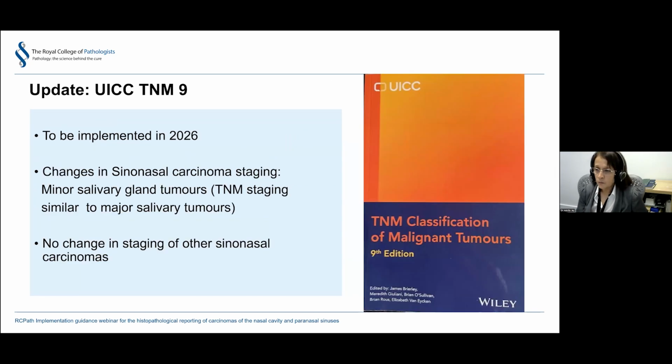So what do we need to look forward to? So we do know that the TNM9 has been published. So we hope to implement that in 2026. The changes in the sinonasal carcinoma staging are minimal. There's no change in the staging for sinonasal carcinomas. However, the minor salivary gland carcinomas affecting the sinonasal region should be staged similar to the major salivary gland tumors. That's the only change we have in the sinonasal region, which we should start doing from 2026.